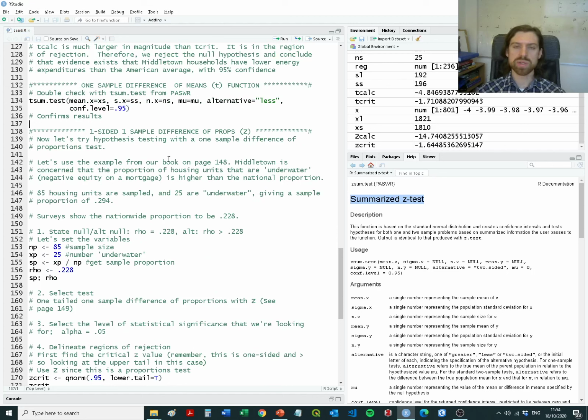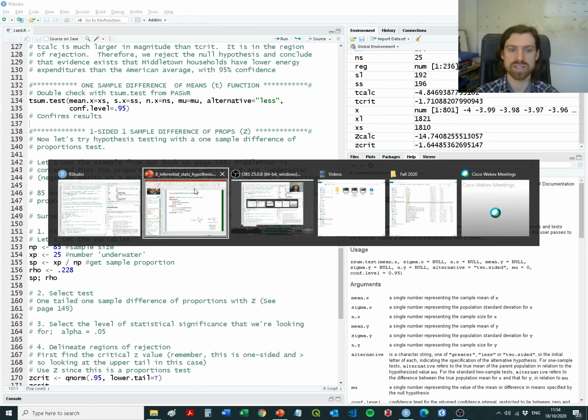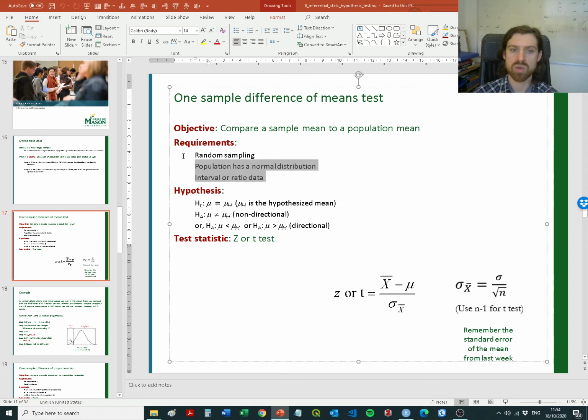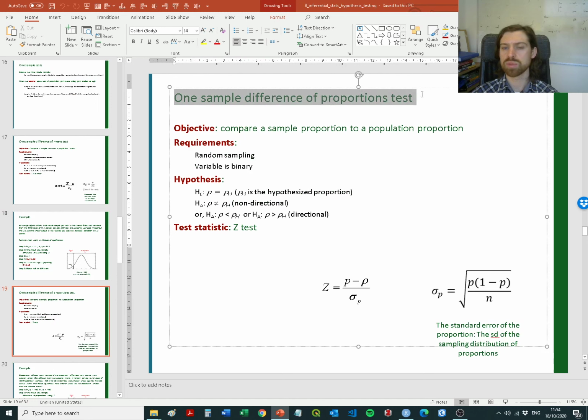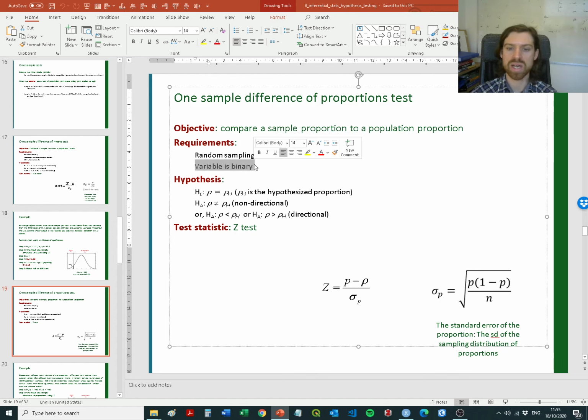So previously we were using mean values, so we're using continuous values, and that has a different set of assumptions to, for example, if we had a proportion that we were interested in testing. You'll remember here we had these certain requirements. For the mean test, we had to have random sampling, the population had a normal distribution, and the data was interval or ratio based. When we use the one sample difference of proportions test, the requirements are slightly different. We do still require random sampling, but the difference is that the variable is binary.